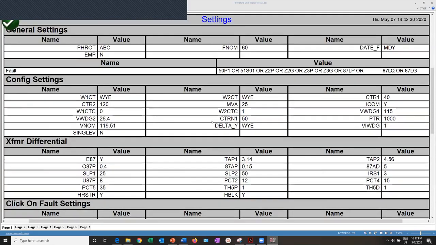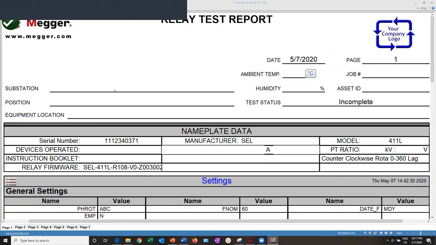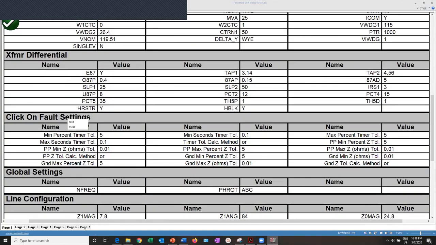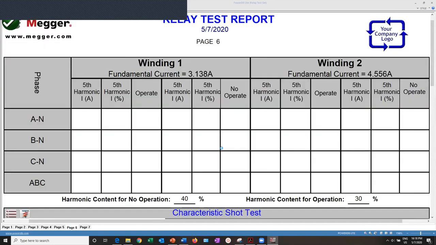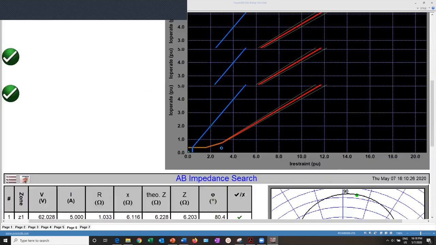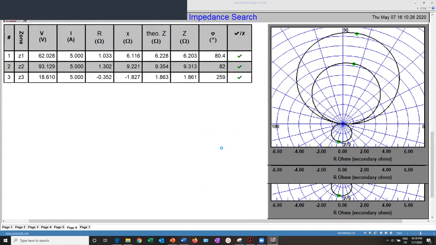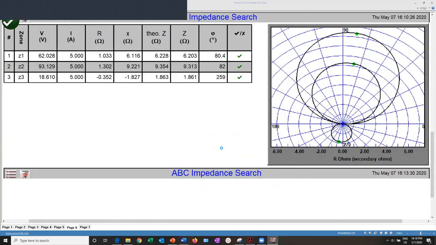Now, in this report, I have initially the identification. We could say that the substation is, I don't know, somewhere in Mexico, and the position is number 1, and the equipment is located in a yard, and the test status is incomplete. And why is it incomplete? Maybe because I didn't finish testing all my points, but I can see, oh, because I was actually testing a differential before this. I'm sorry about that. So that's what hasn't finished.